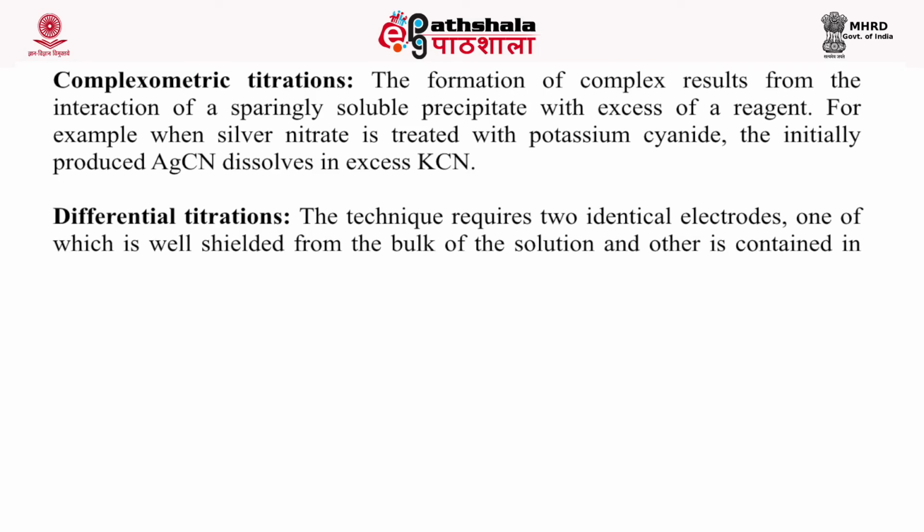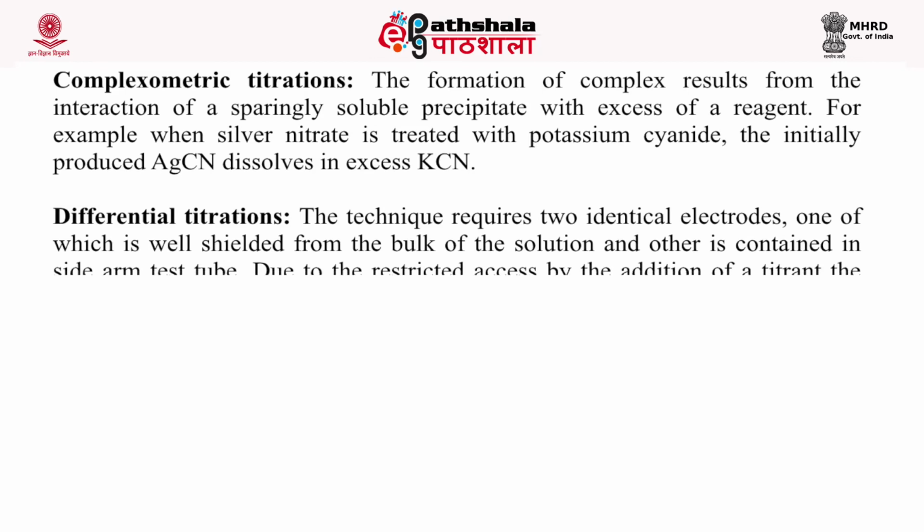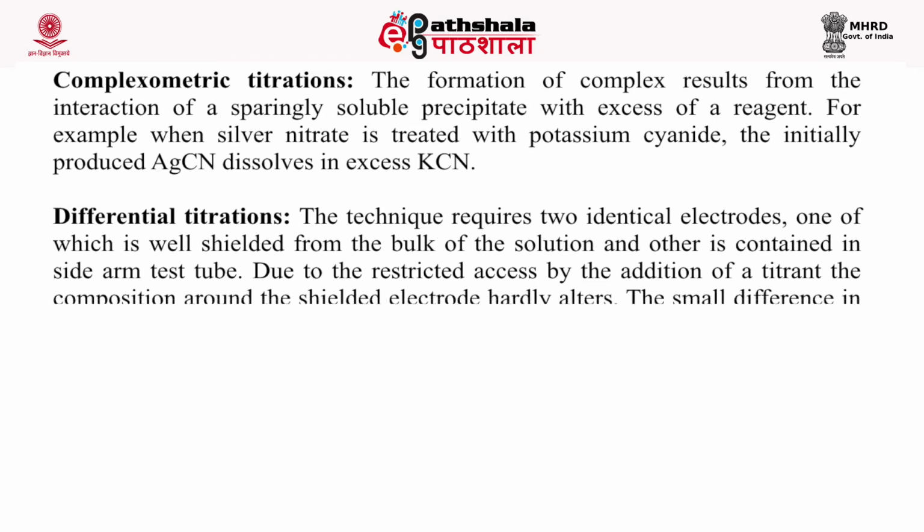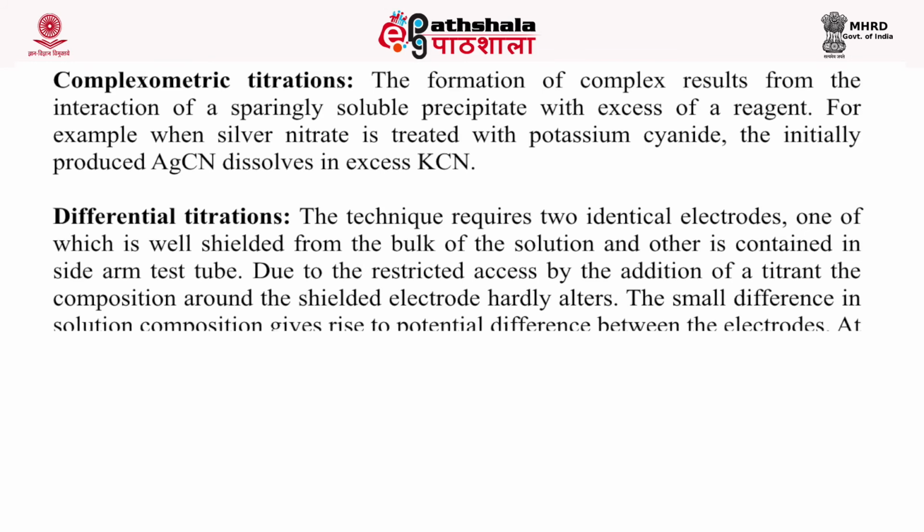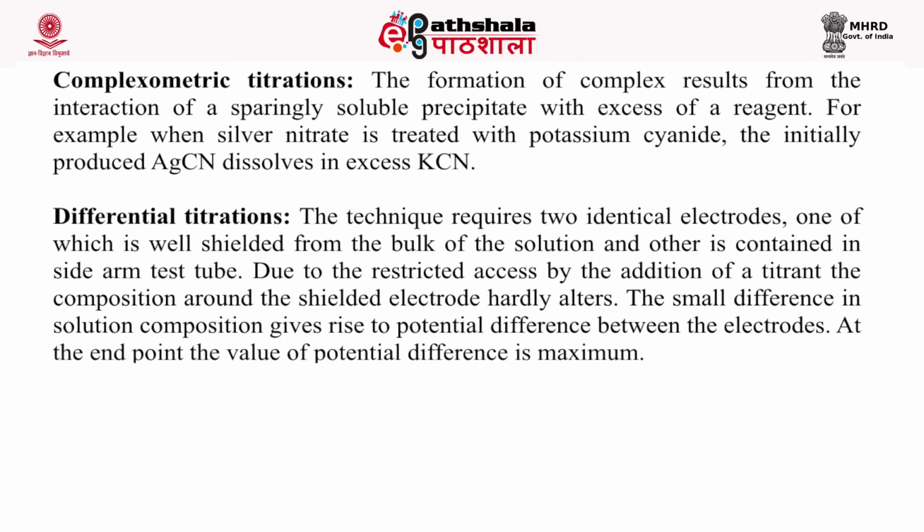The technique requires two identical electrodes, one of which is well shielded from the bulk of the solution and the other is contained inside a test tube arm. Due to the restricted access by the addition of a titrant, the composition around the shielded electrode hardly alters. The small difference in solution composition gives rise to a potential difference between the electrodes.